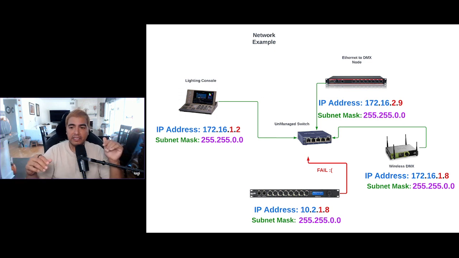We look at our wireless DMX, same thing. We have the same net ID. Those first 2 octets, they match. And our last 2 host IDs are unique, so they will also communicate properly. That's a win. Now, if we look at the bottom node, we have a fail going on. Do you know why? Well, we have the same subnet mask, but our first 2 octets, that's right, they do not match, meaning they will not talk properly with our lighting network.